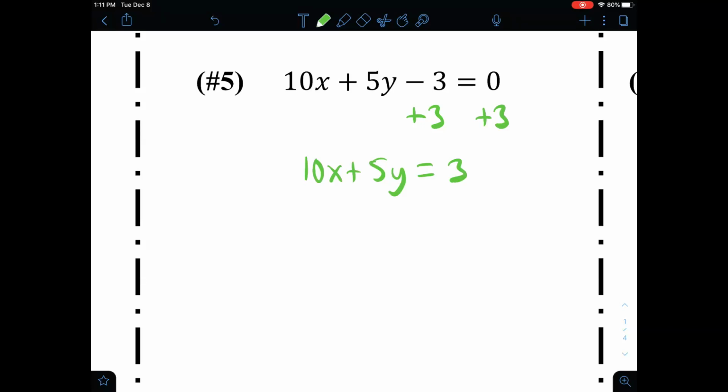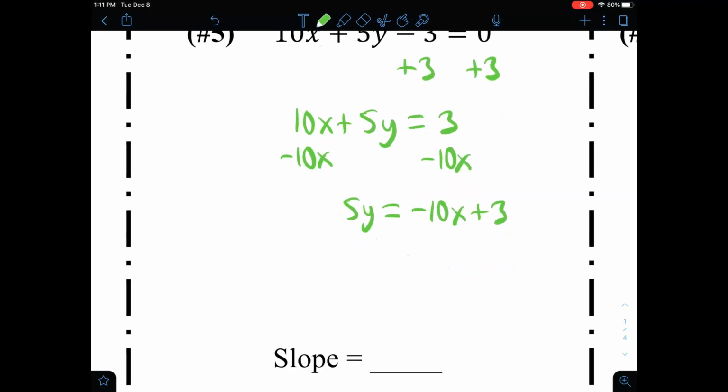Okay, and then we need to still get the 5y by itself. So how do we move this 10x to this side? Well, we're going to either add or subtract. It's positive, so we're going to subtract 10x from both sides. So we're going to get 5y equals negative 10x plus 3.